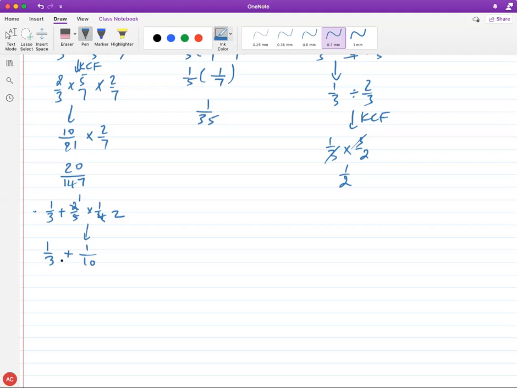Okay, so now we're down to adding fractions. So we need the LCD, which is 30. That's right. The LCD is 30. So you're going to multiply this by 10, here by 10.